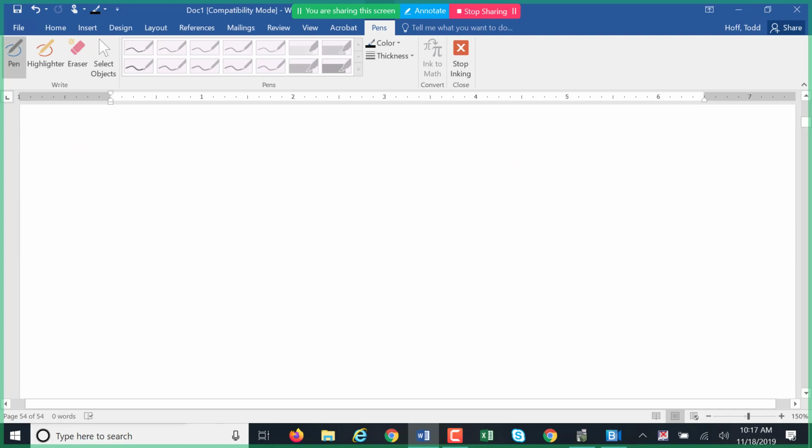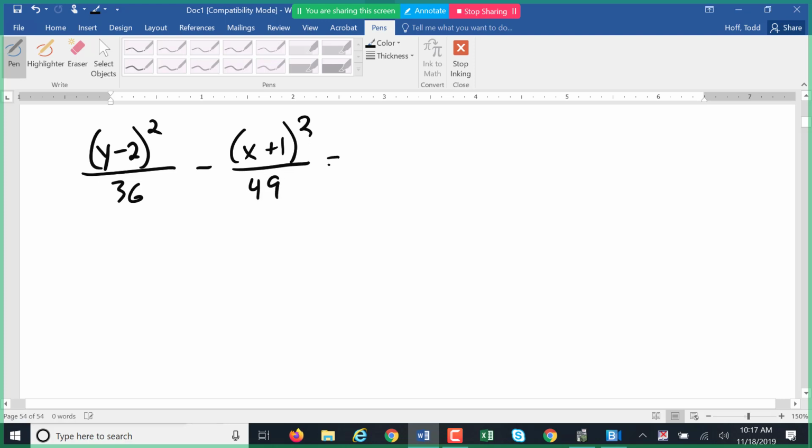So given what we know about these, let's find, from this equation, (y minus 2) squared over 36 minus (x plus 1) squared over 49 equals 1, I want to find the center, vertices, foci, and the equations of the asymptotes.